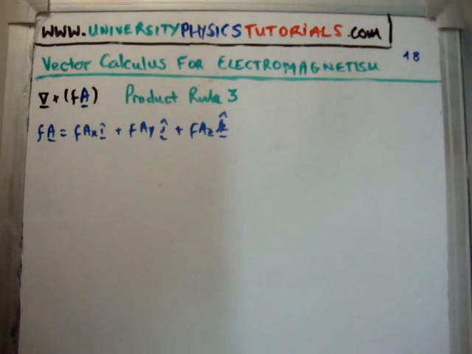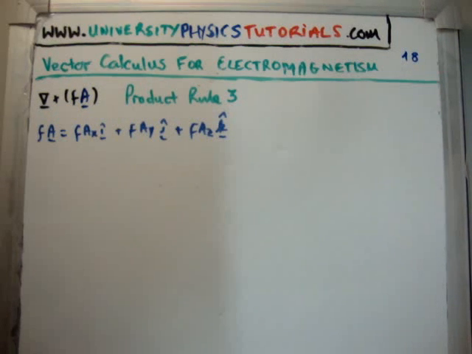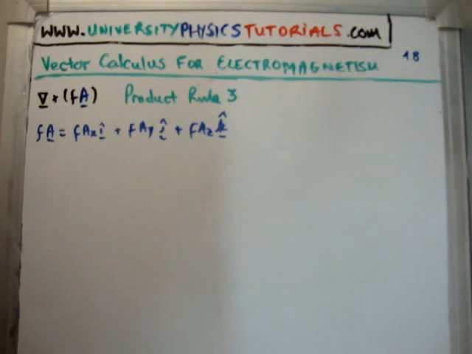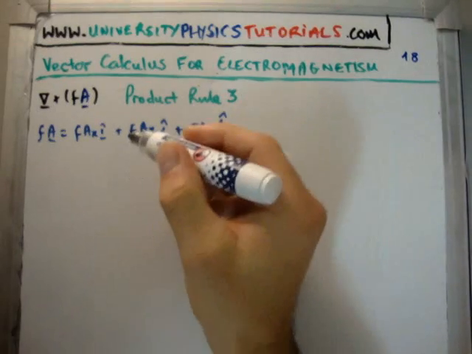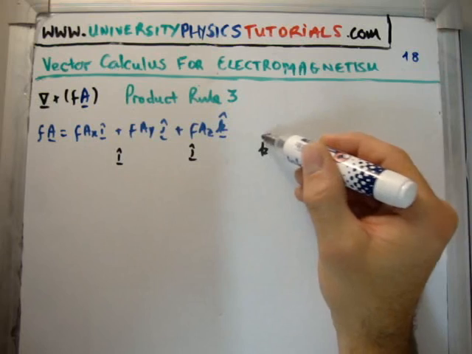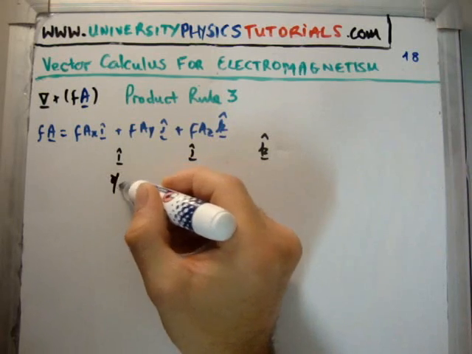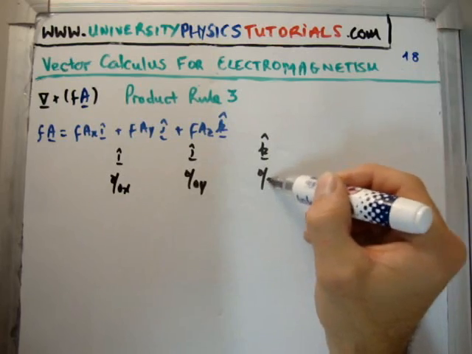So here we need to take the curl of the vector field F times the vector A, where F is a scalar. So how do we take the curl? Well, the curl is going to be pretty straightforward. We look at the i-hat component, the j-hat component, and the k-hat component. We have the nabla first, so we write del/del x, del/del y, and del/del z.